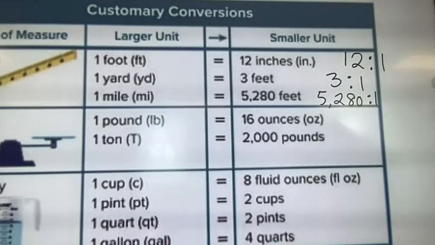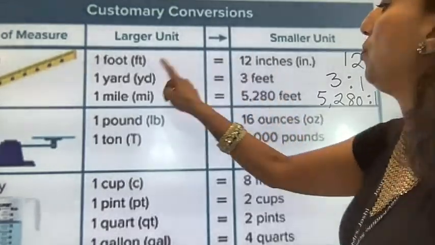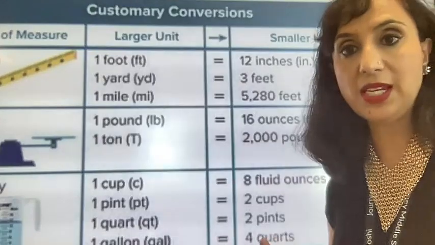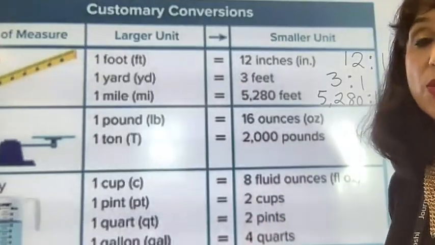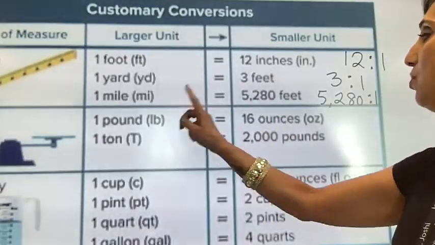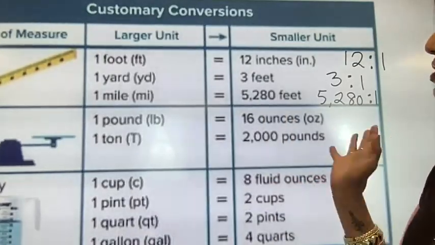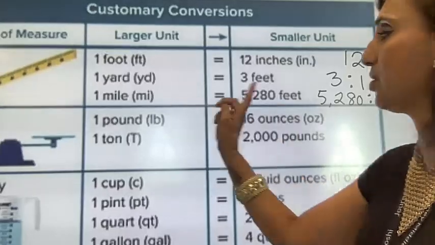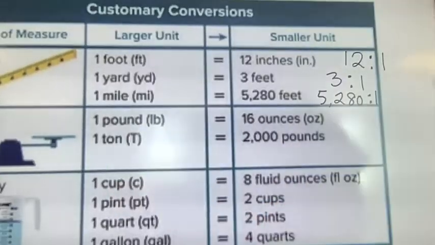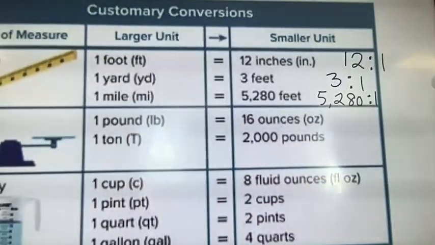All right. So what will it be if I am representing the ounces and pounds? 16 to 1. Because 16 ounces is equal to 1 pound. So 16 to 1. What about pounds and tons? It would be 2,000 to 1. So that again becomes my unit ratio.